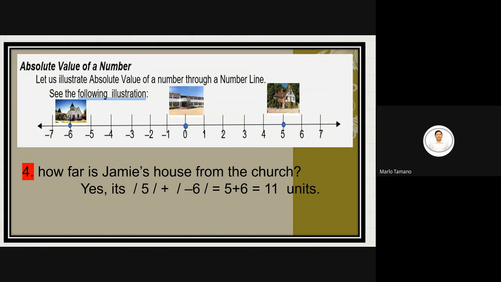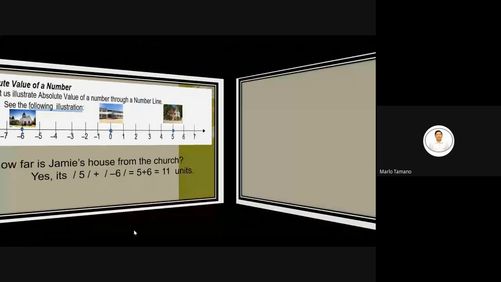It is 11. You will count the units now, between the church and the school. Count: 1, 2. Look at my cursor. 1, 2, 3, 4, 5, 6, 7, 8, 9, 10, 11. Correct? Okay, so let's move on.